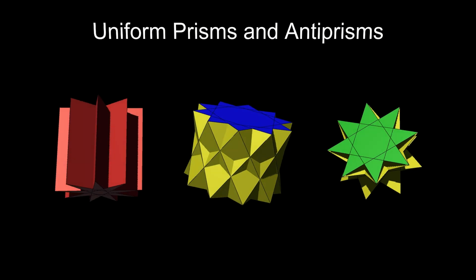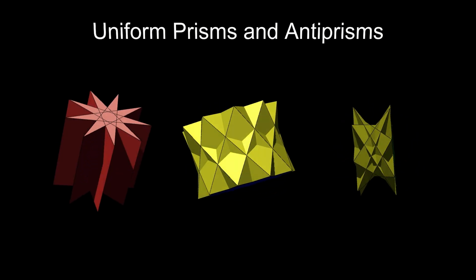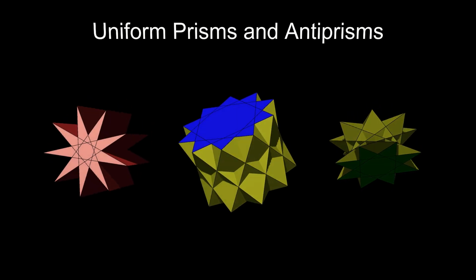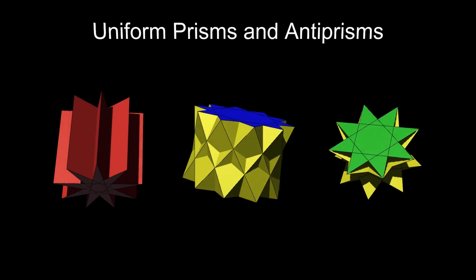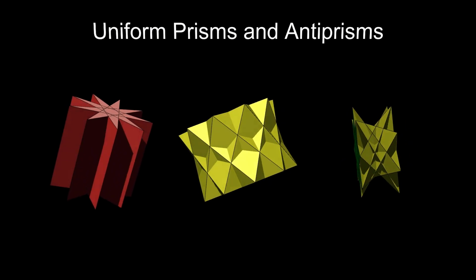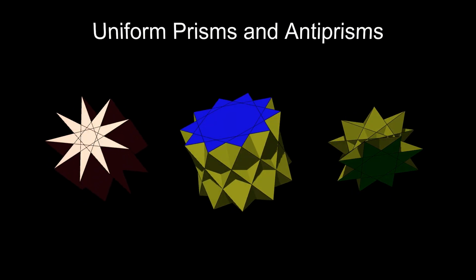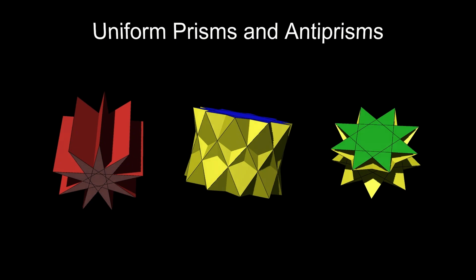This video covers the uniform prisms and antiprisms. A uniform polyhedron has regular faces and identical vertices. This includes all the convex semi-regular polyhedra, such as the Archimedean solids, but also allows non-convex polyhedra. The convex prisms and antiprisms were covered in an earlier video, so this time we'll focus on the non-convex ones.